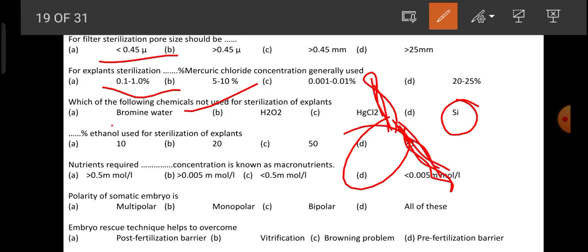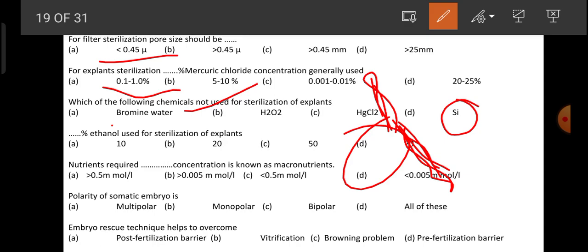Next question, embryo rescue technique helps to overcome. The answers are post fertilization barrier, vitrification, browning problem, and pre fertilization barrier. Embryo rescue technique is used whenever there is a problem with post fertilization barriers, because here we are using the rescue technique of the embryo. Embryo is formed after the fertilization only, so it is post fertilization.